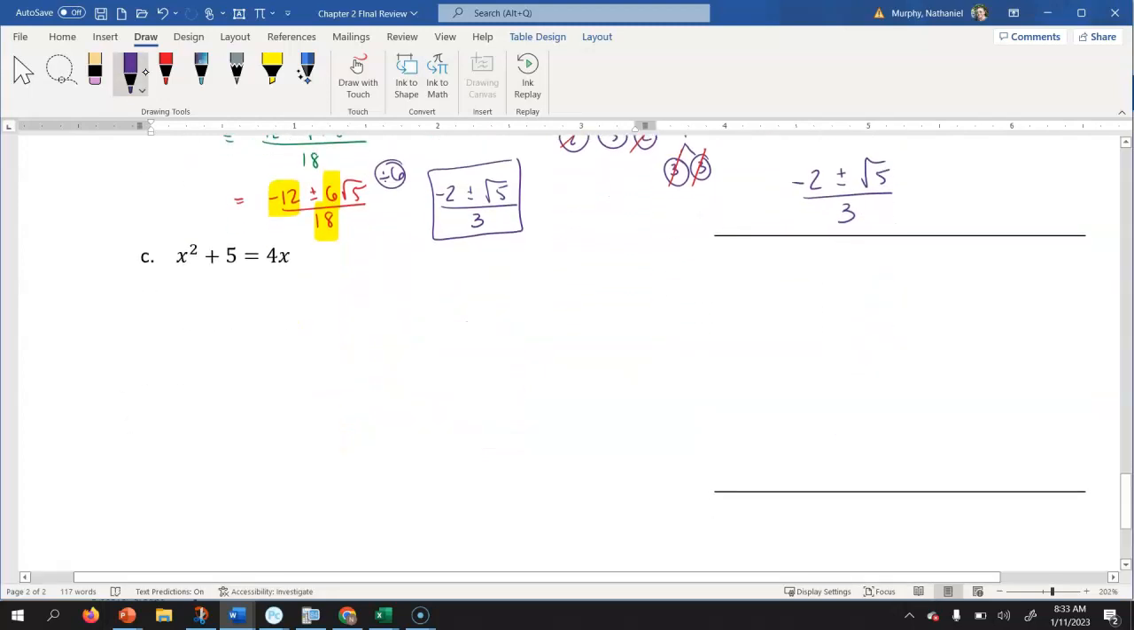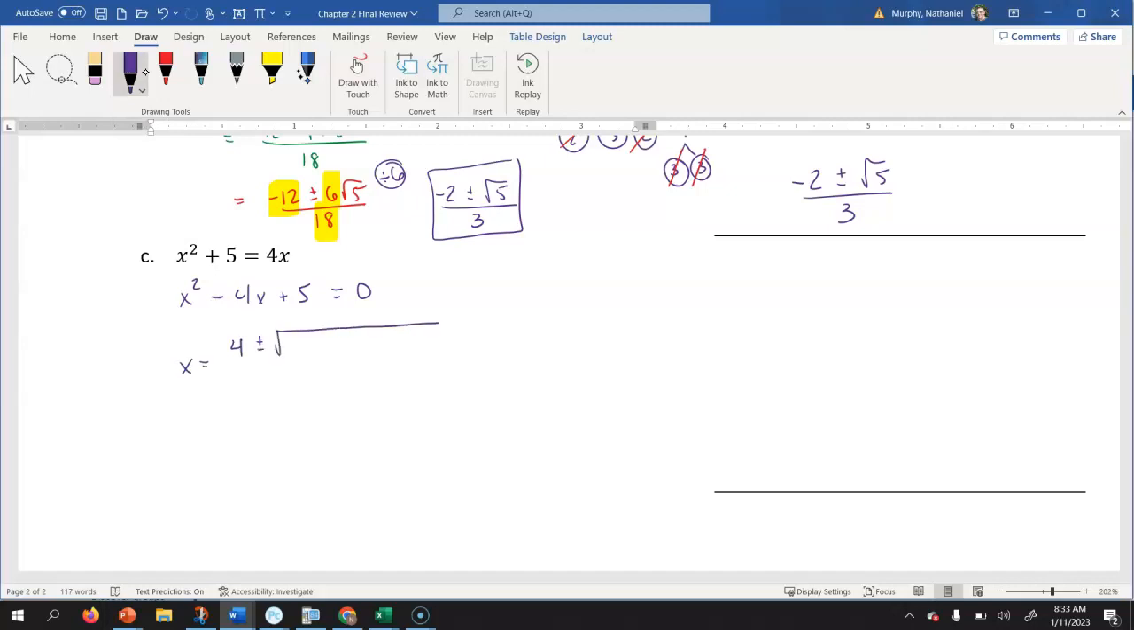All right. Let's end by looking at letter C here. For letter C, we want to get this in standard form and equal to 0. So make sure when you subtract 4x from both sides, you put it in the right spot. It would go there in the middle. And then we're going to use our quadratic formula. So x equals the opposite of b, so the opposite of negative 4 is a positive 4, plus or minus a square root.